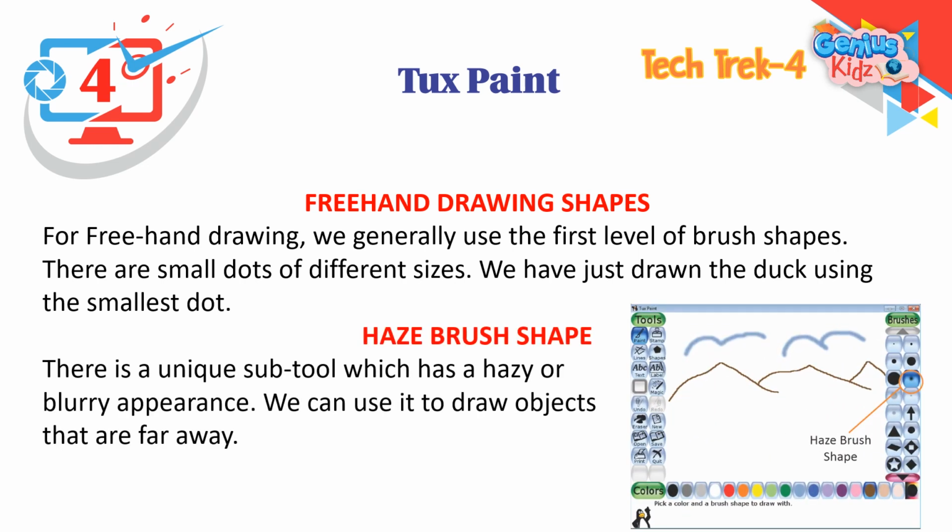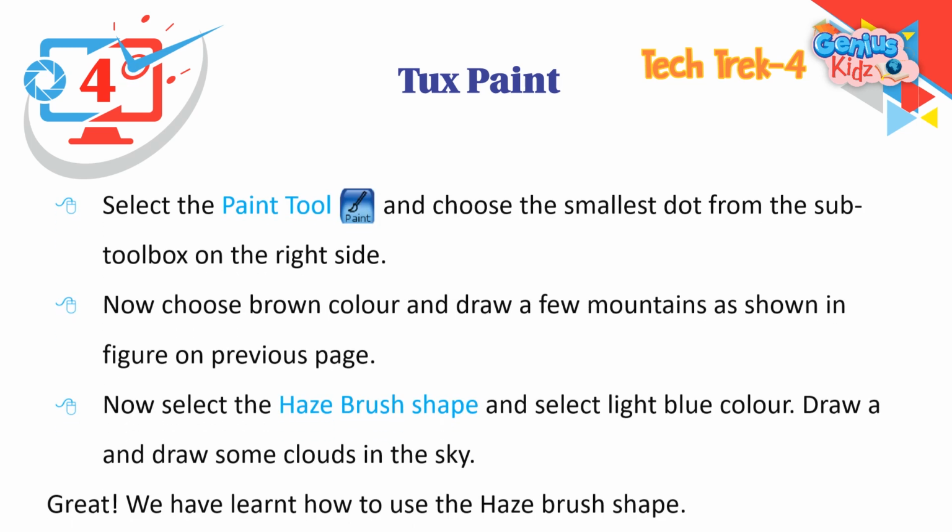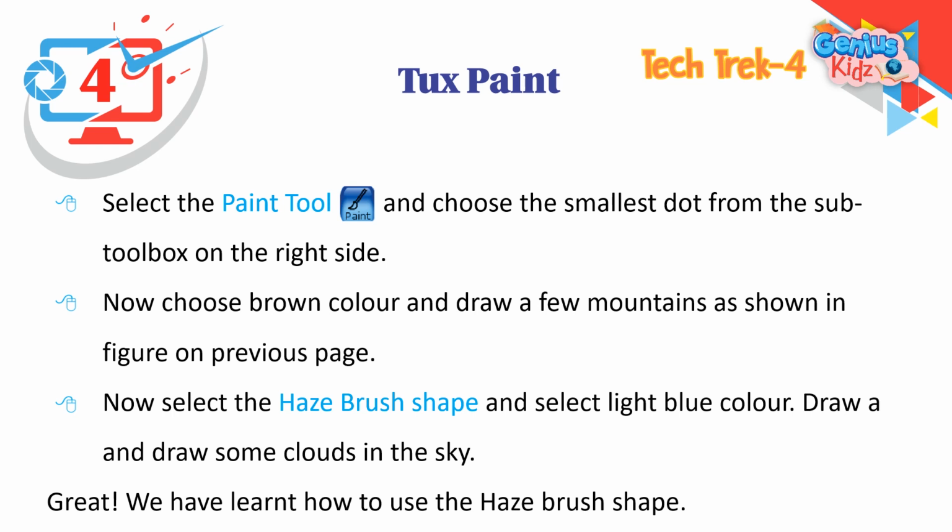Hatch brush shape. There is a unique subtool which has a hazy or blurry appearance. We can use it to draw objects that are far away. Select the Paint tool and choose the smallest dot from the subtoolbox on the right side. Now choose brown color and draw a few mountains as shown in the figure on the previous page. Now select the hatch brush shape and select light blue color. Draw some clouds in the sky. Great! We have learned how to use the hatch brush shape.